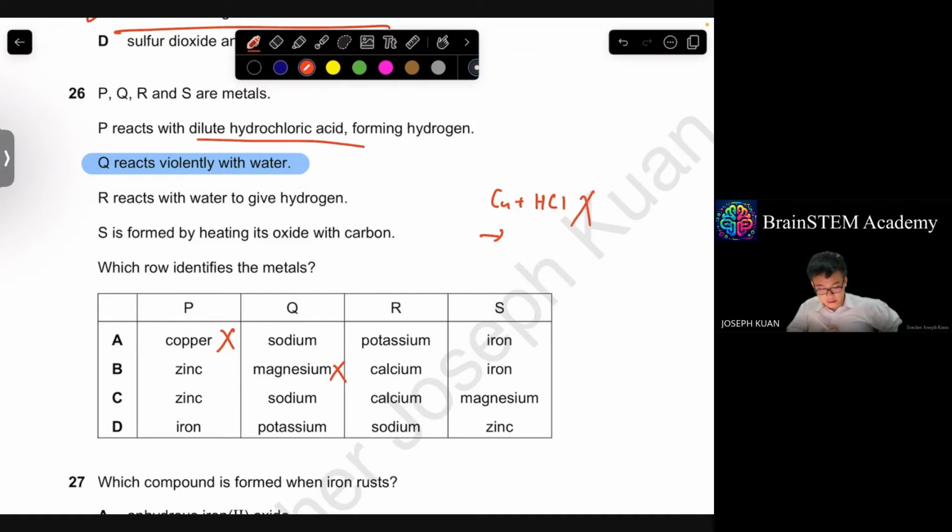So it's C or D. Now both of them do react with acid to form hydrogen, for zinc and iron. R reacts with water to give hydrogen. And then we know S is definitely wrong. Magnesium is more reactive than carbon. Its oxide wouldn't be able to react with carbon. So D is the best answer here.